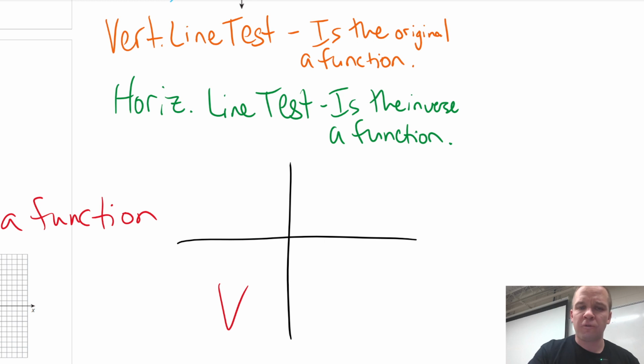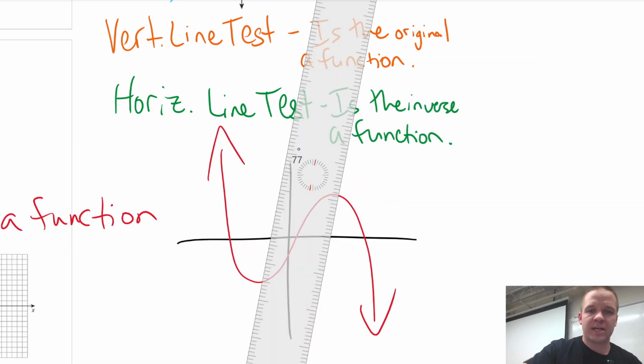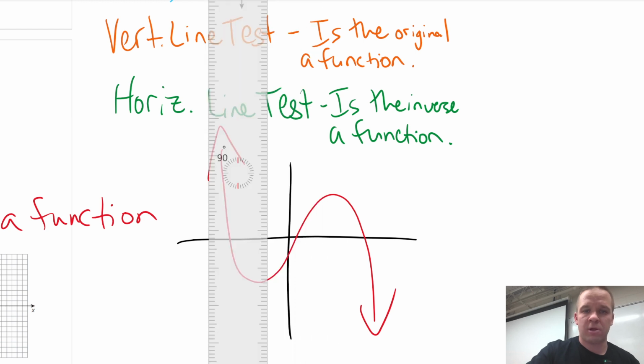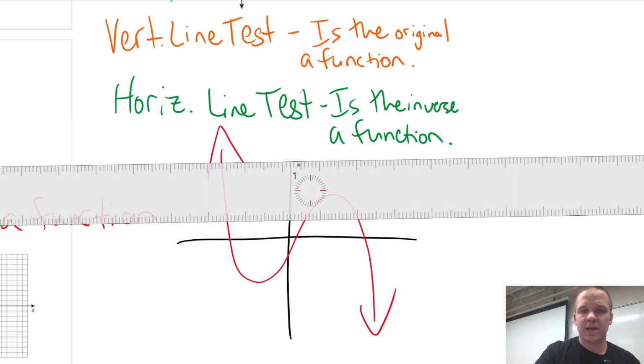Now, does that mean that's true for all cubic functions? Not so fast. Check this out. What if I were to draw a cubic like the one we had in the beginning, something like this? This passes the vertical line test. We already agreed with that, right? Anywhere I go along here, it passes the vertical line test. Does it pass the horizontal line test?